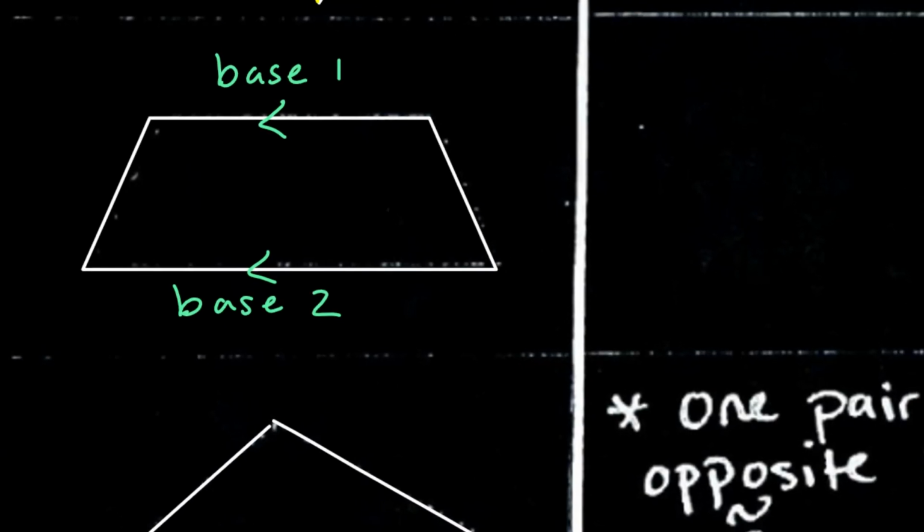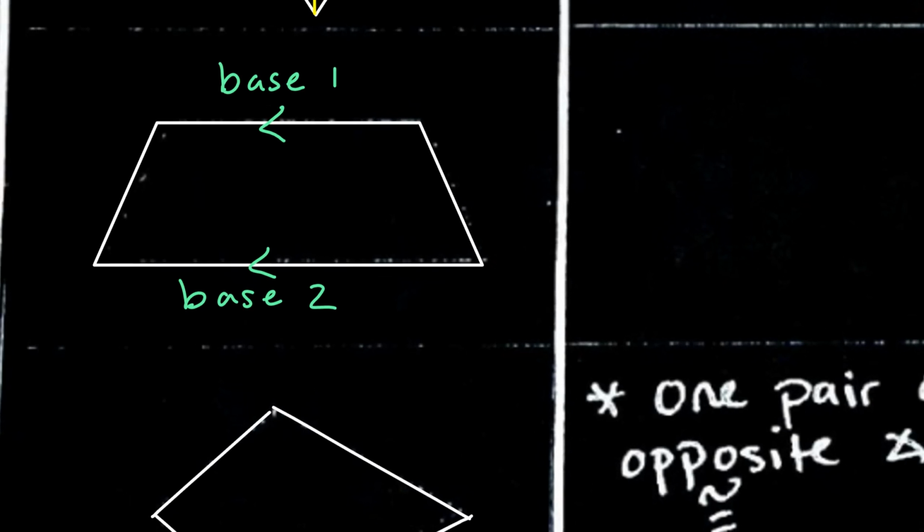Now, these sides are parallel. Why do we not call this a parallelogram? Because all the sides aren't parallel. We don't have two sets of parallel opposite sides, right? If we did, then yes, it'd be a parallelogram, but we don't. We only have one set, so it's a trapezoid.